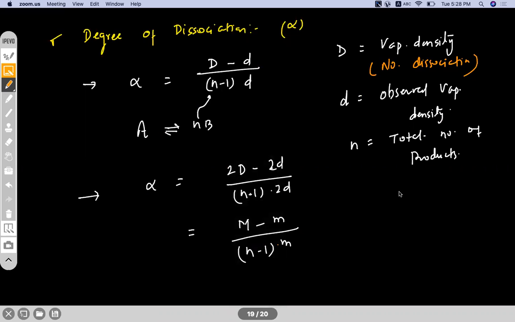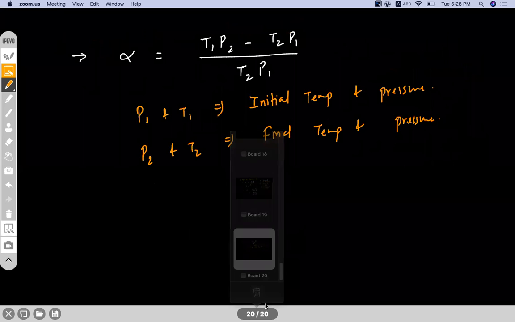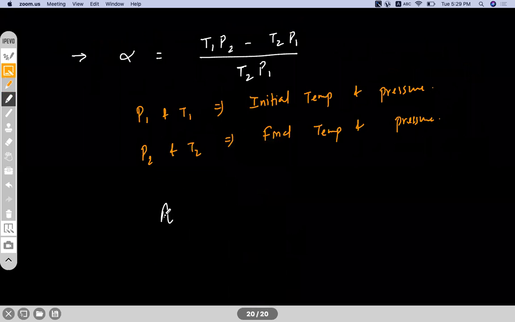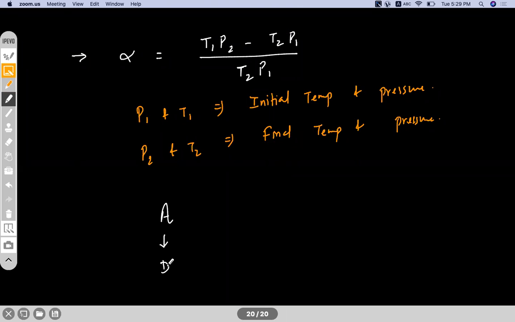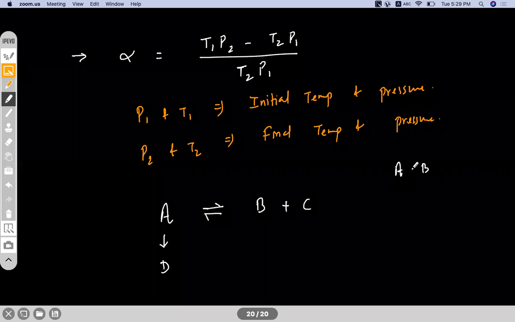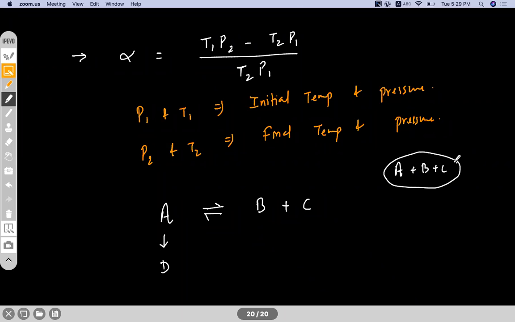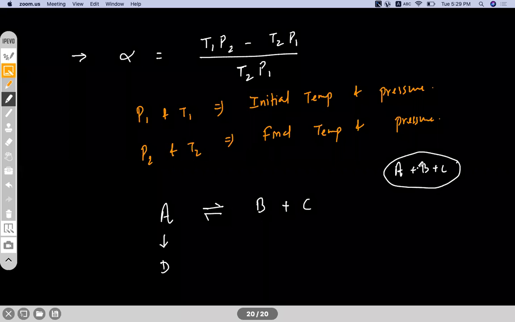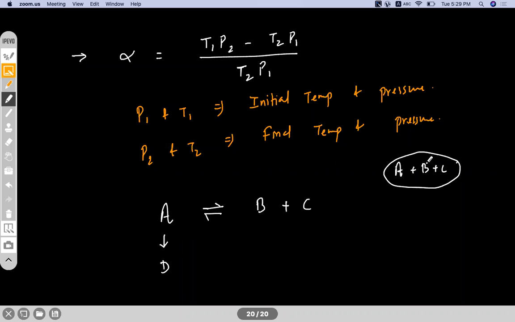See what happens, I'll tell you. How we get this formula, we have a derivation for this, but that derivation is not required. See what happens actually. When you have a molecule A, it has a certain vapor density, D. When the reaction starts and it converts into different molecules, say B and C, then in the mixture we have A, B, and C present at equilibrium. All three are present. This B and C won't let the vapor density be D only. This mixture has a different vapor density, that is small d.